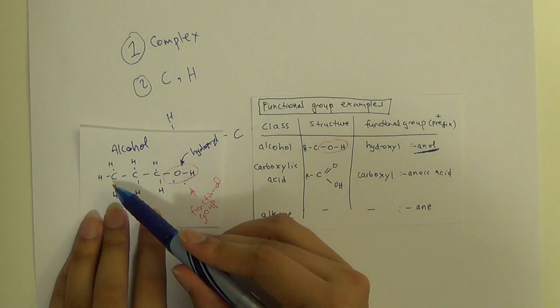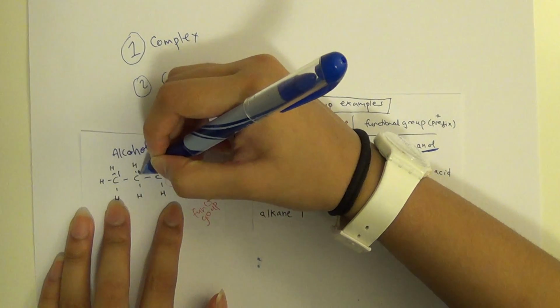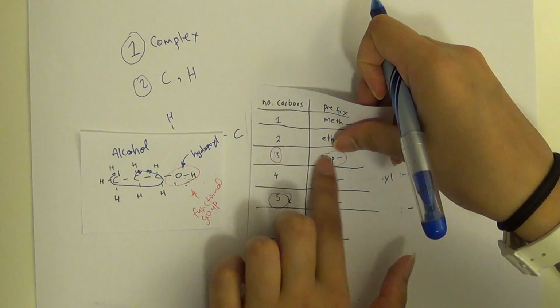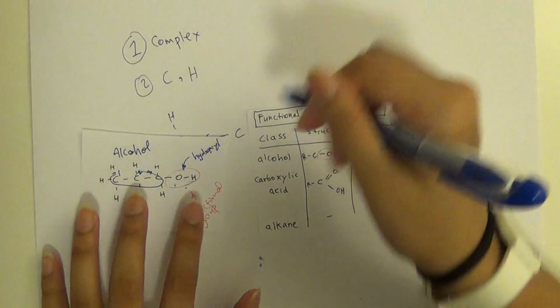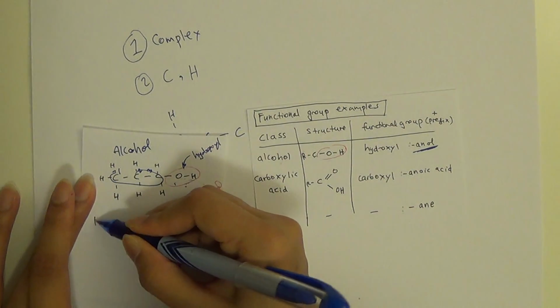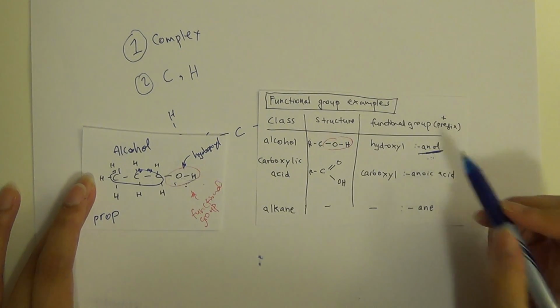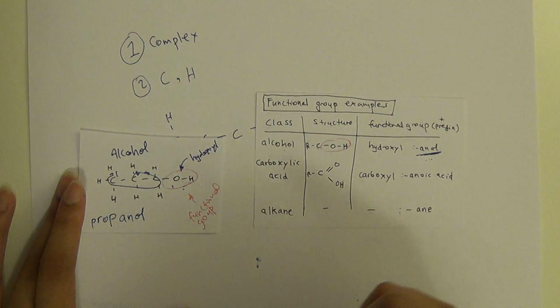So when you figure out the longest unbranched carbon chain, which in this case is 1, 2, 3, so it is 3, prop, then you can add on that prefix, which is prop, so I'll write that here, prop, and then the ending, which is anol, so propanol. However, there's one more step.